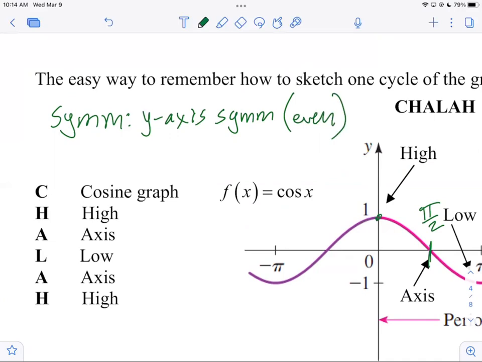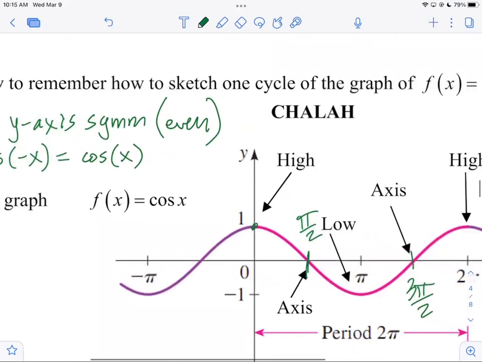Now, the algebraic consequence of that is this. This is important. That means cosine of negative x, remember now where x is the angle in radians, is equal to cosine of positive x. For odd functions, we said yesterday, opposite inputs give you opposite outputs. But for even functions, opposite inputs give you the same output, right? You could tell right here. What is cosine of pi halves? 0. What is cosine of negative pi halves? Also 0. What is cosine of pi? Negative 1. What's cosine of negative pi? Also negative 1. Right? Because of the symmetry, if it's the same distance away from the y-axis, it's going to have the same y-value.